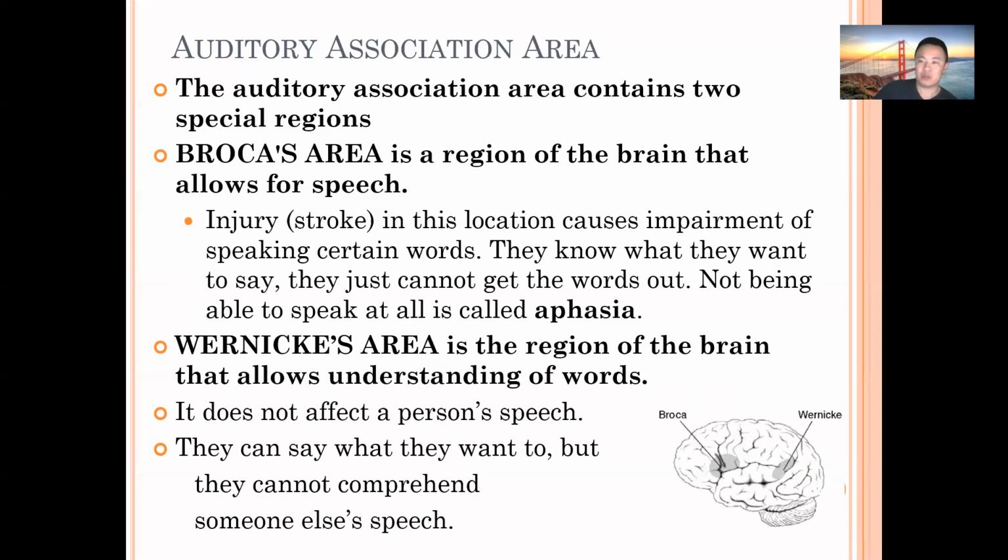Now, the auditory association area here contains two special regions. The first of which is called Broca's area, and that allows for speech. If you have a complication in Broca's area, the person can't speak. They know what they want to say, but they just can't say it. So they have difficulty speaking or can't speak at all. If they can't speak, it's called aphasia, which is a type of dysphasia, which is difficulty speaking.